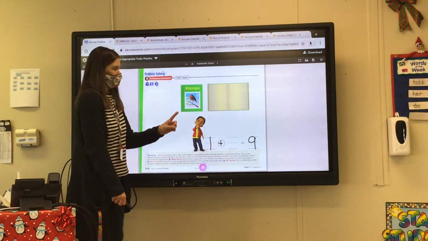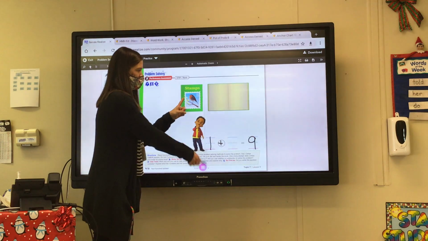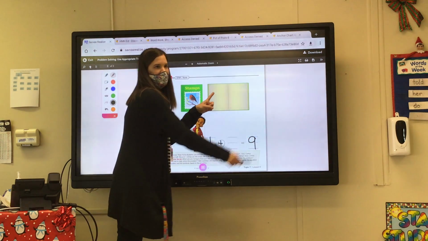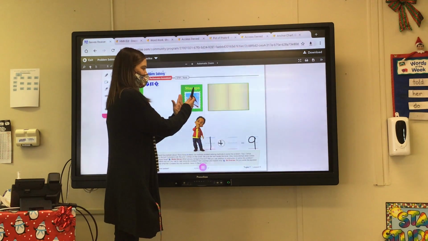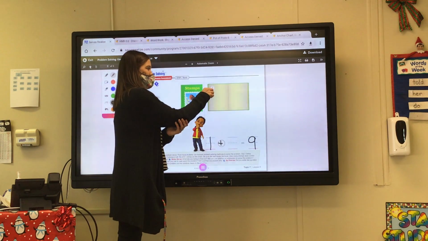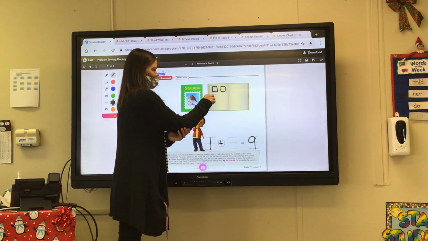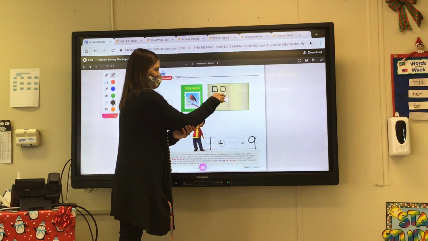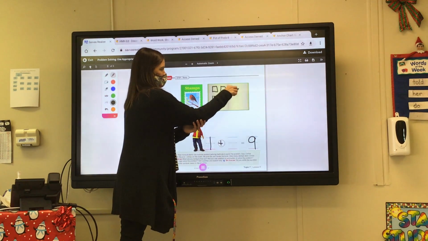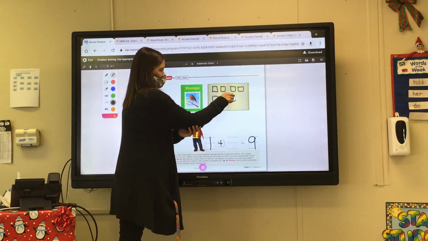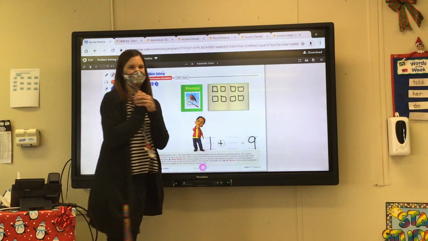We've got 1 here. He needs more stamps in here to make 9. So we could say 1, and then we could draw the stamps inside here. 8. And here in the answer, 8. 5, 6, 7, 8.